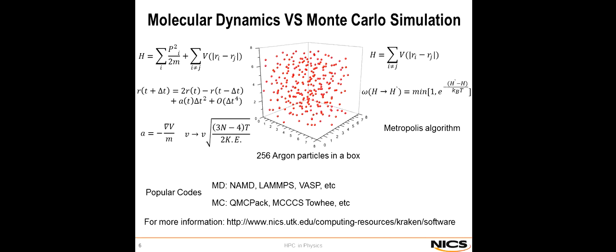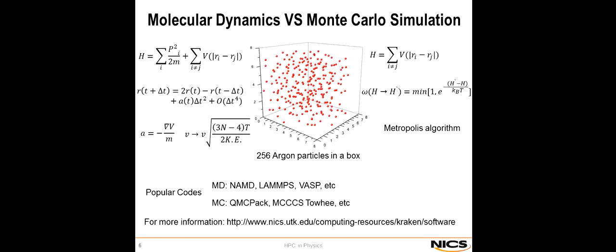In this method, there's no kinetic part. So if you compare the Hamiltonian on the right side with the Hamiltonian on the left side, in Monte Carlo simulation we only care about the potential energy of the system.